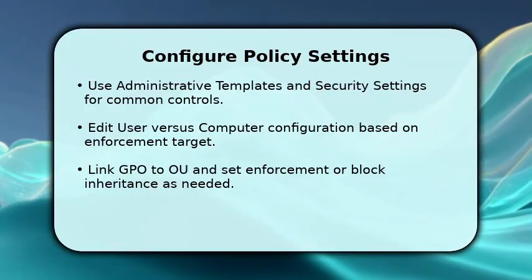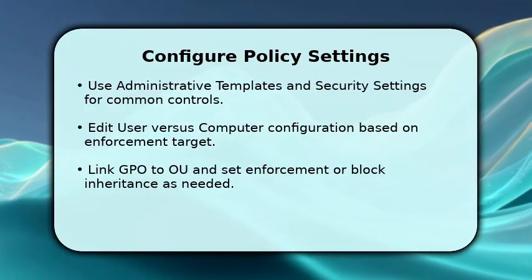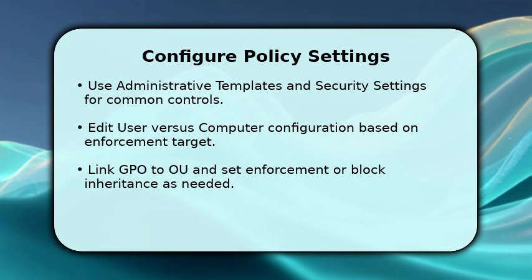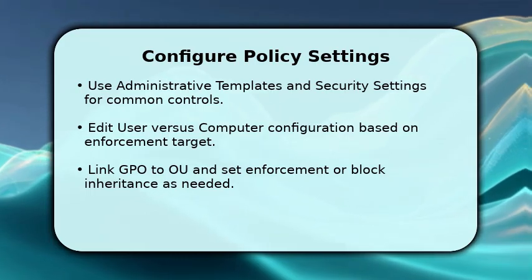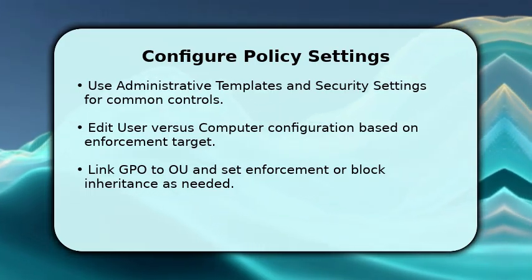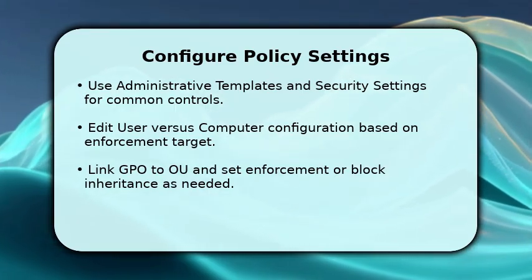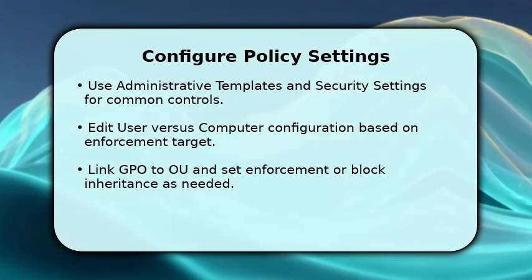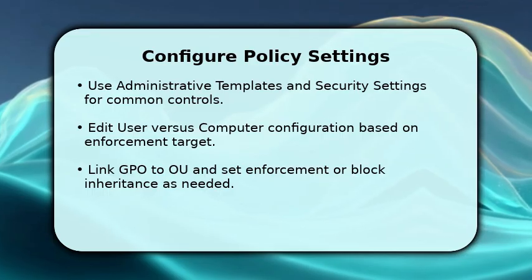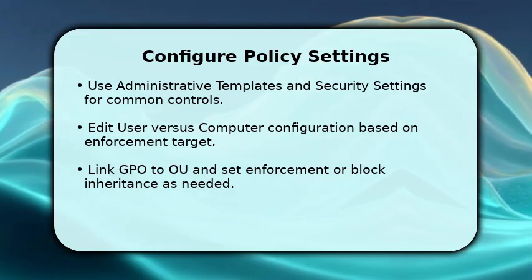You're now inside the Group Policy Editor editing your new GPO. Go to Administrative Templates for registry-style settings and security settings for account and firewall controls. Decide whether each change belongs in computer or user configuration, because that determines when it applies. Once configured, save and close the editor.